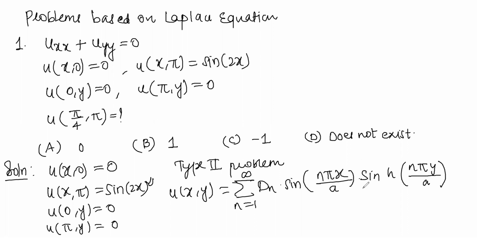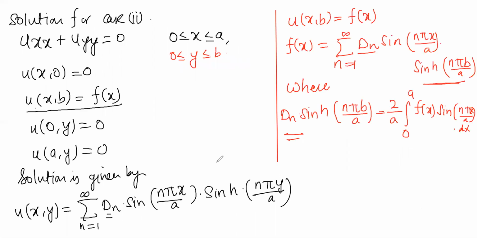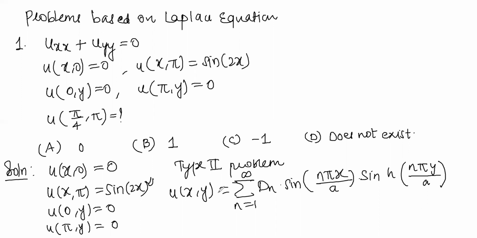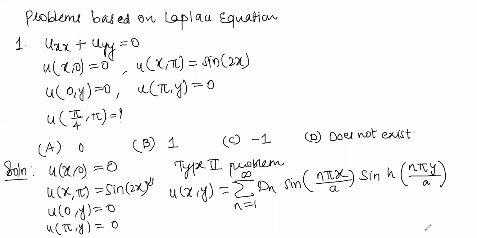So now let us solve this. If you wonder how I got this solution, just look at the previous slide in type 2. Here is the solution for type 2: sine n pi x upon a and then sine hyperbolic n pi y upon a. Now let us find out our dn, where this dn is given by, first let me use the condition. What is the condition there? u(x,pi) is sine 2x. So let's apply that.